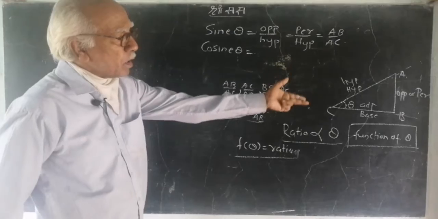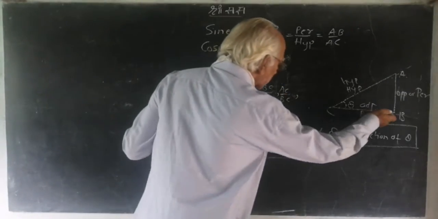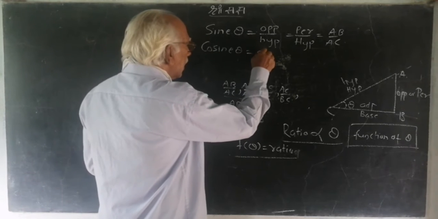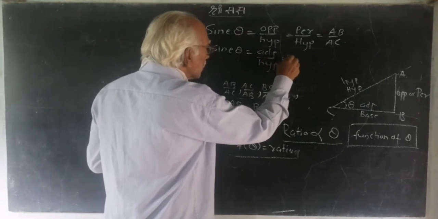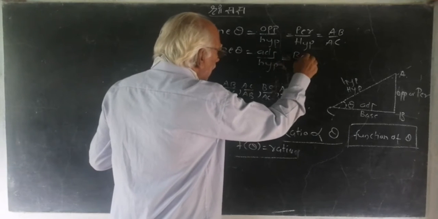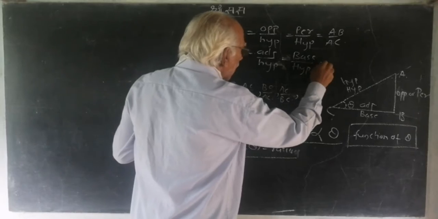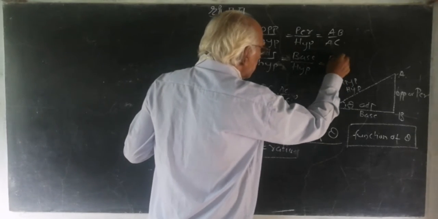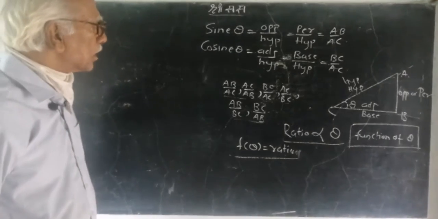Cosine means co-side of that particular perpendicular, and what is it? It is nothing but adjacent side upon hypotenuse, or what we can say, base upon hypotenuse, or accordingly that is BC upon AC.